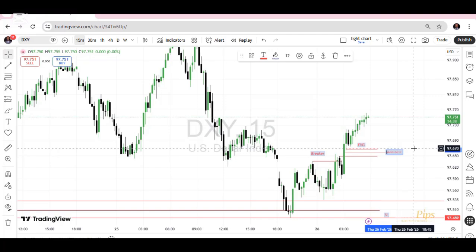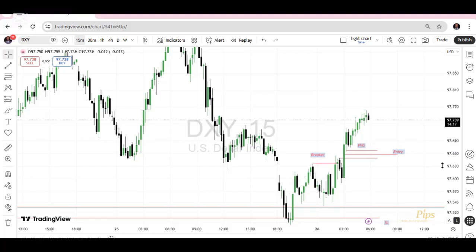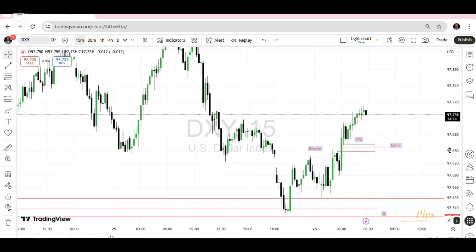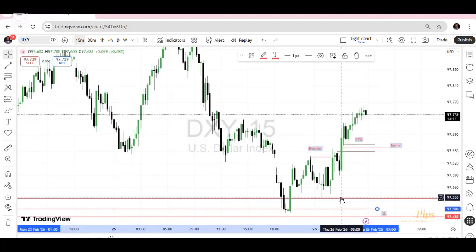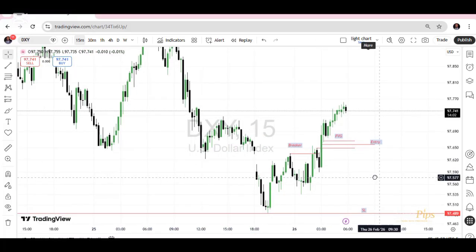This is just the live analysis. Just trying as much as possible to show you how simple it is. Let me just remove these lines here. Now we have established price, so you can see how clean it is.